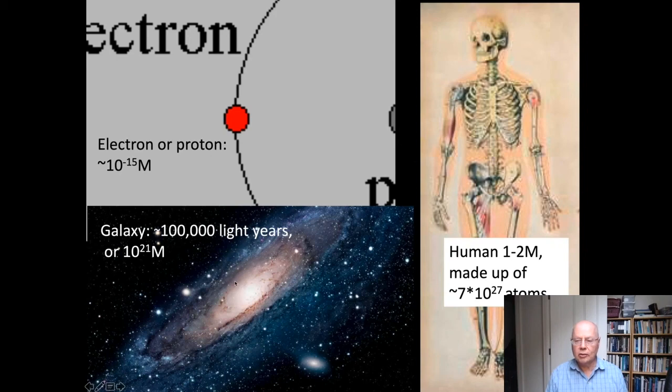a human being, 1 or 2 meters. They're all the same size on the screen, but they reflect entirely different phenomena, differing by factors of trillions in terms of their size. And this human being, for example, which is not very big, 1 or 2 meters, nonetheless is made up of 7 times 10 to the 27th atoms, most of which are hydrogen atoms.